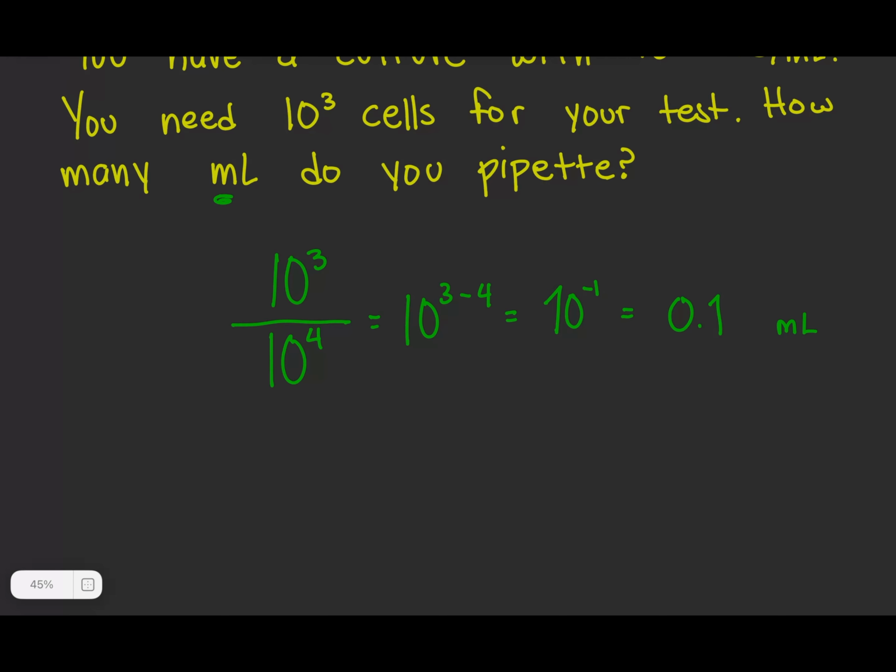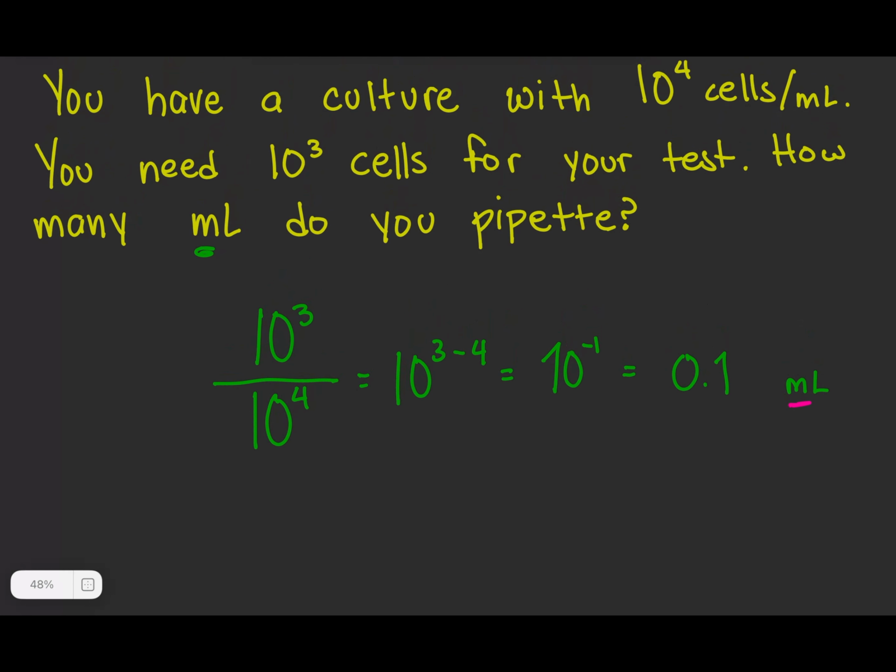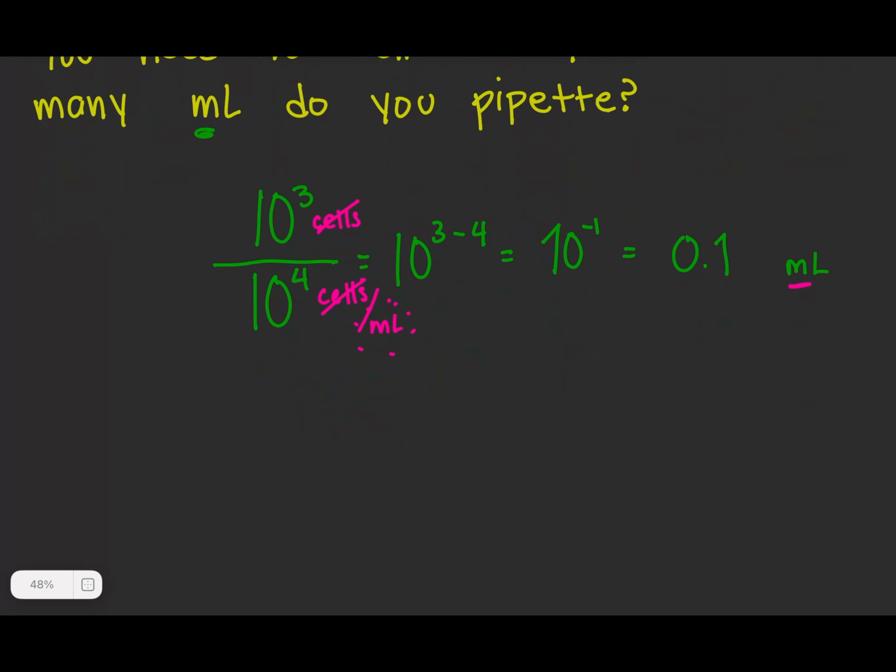and then we need this to be in milliliters. If you are wondering where we got the milliliters from, we need 10 to the 3 cells, and we have cells per milliliter over here. And by the rules of cancellation, we're left with the milliliters. And so this would be our final answer here.